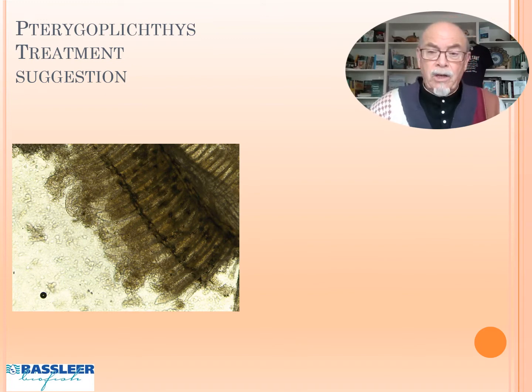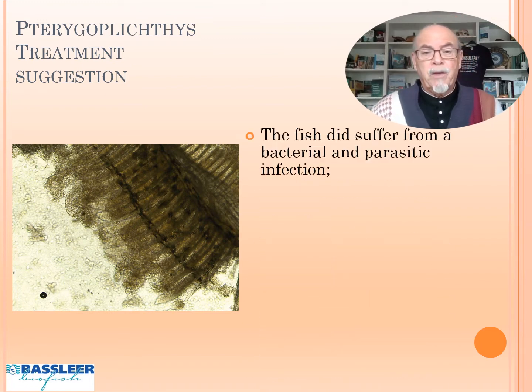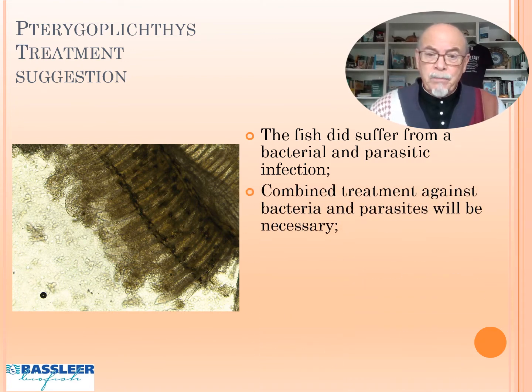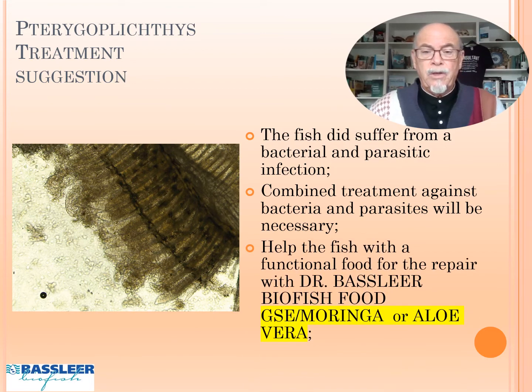We can send it to the laboratory and find out which bacteria it is and what kind of antibiotic you can implement. But first of all, you have understood today that the fish did suffer from a bacterial and a parasitic infection, two infections. Combined treatment will be necessary. So you can ask your shop what kind of treatments you can get, because your shop should know what treatments he can recommend for you. Or you can get it in my books and maybe bring the book to your pet shop.